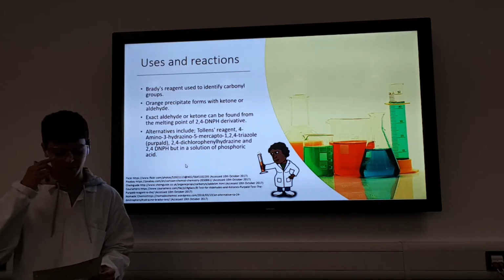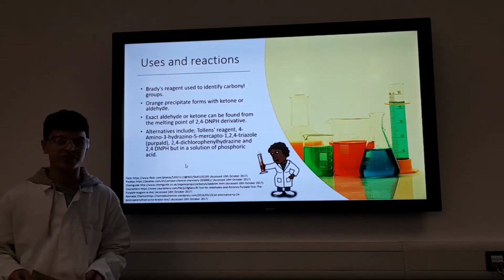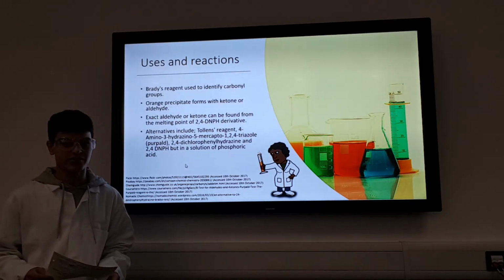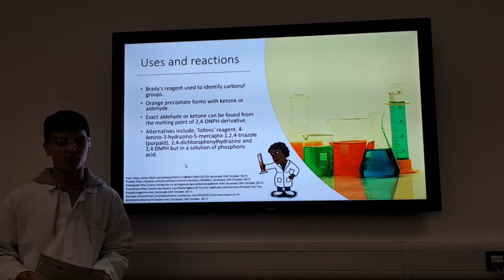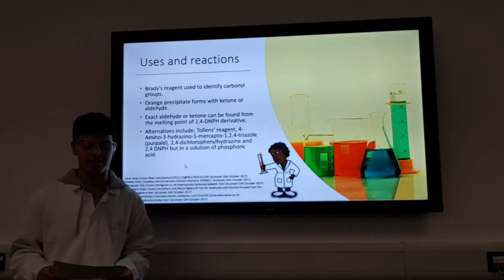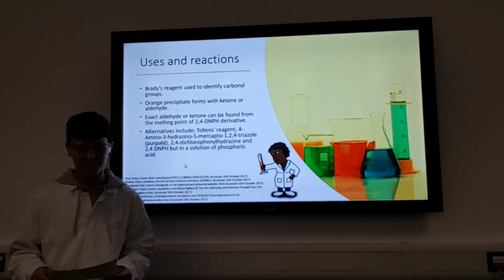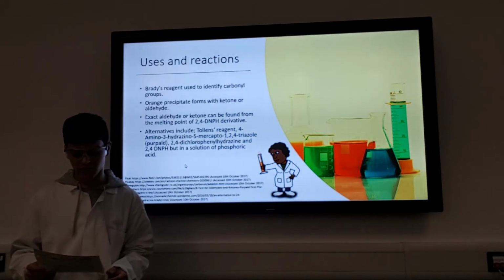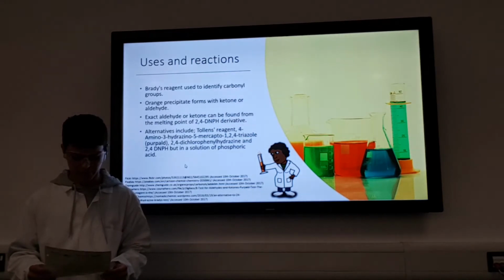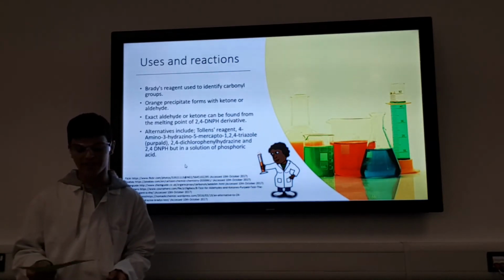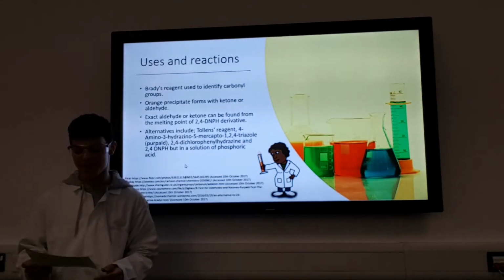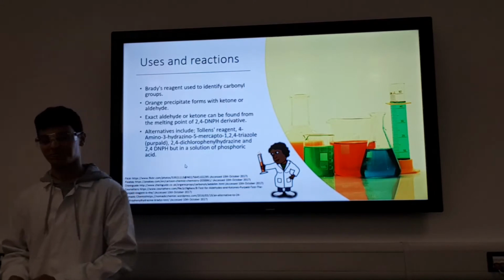Another alternative is Purpald. This is safer but still flammable, and will react with ketones and aldehydes, but will form a purple color with aldehydes once the cyclic derivative oxidizes in air. This is a good alternative, however, it cannot identify the specific ketone or aldehyde. So these alternatives aren't better practically, but they're better in terms of safety. Now Harry is going to talk about the mechanism of DNPH.